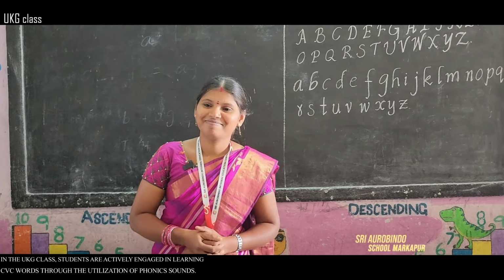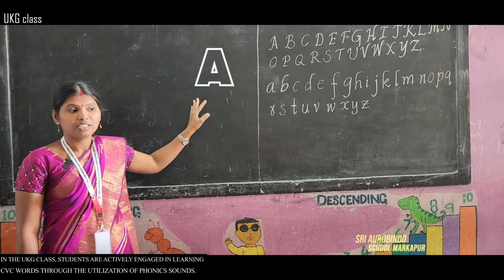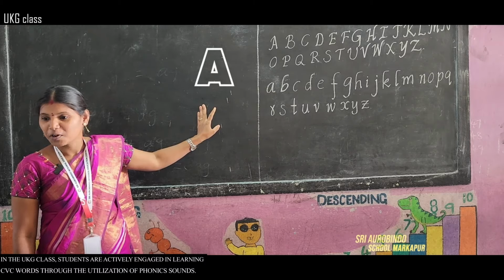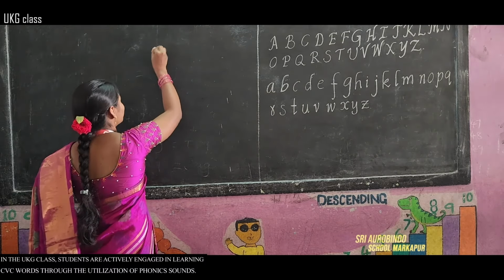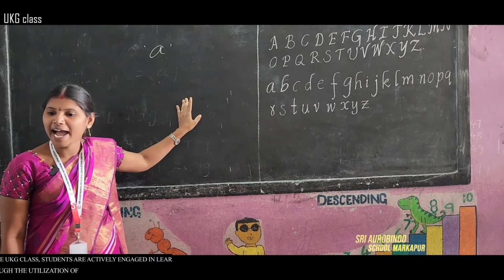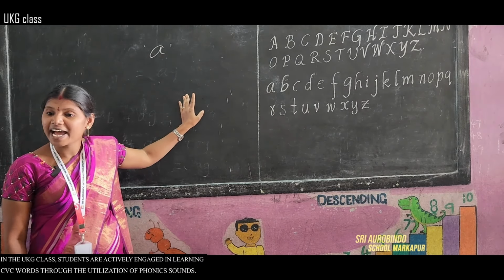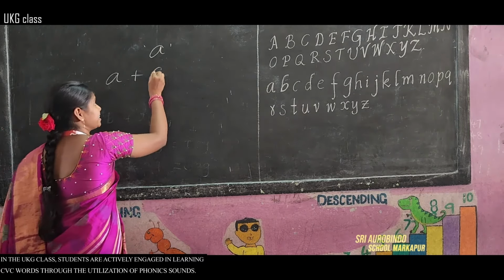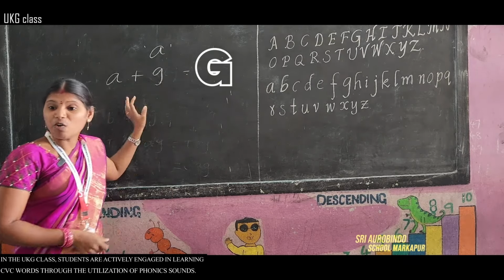Very good. Now today we are learning some CVC words. What is the first letter? A. Do you all know what is the first letter? Very good. The first letter is A. What is the sound of A? A. Very good. When we add another letter, G, what will happen?